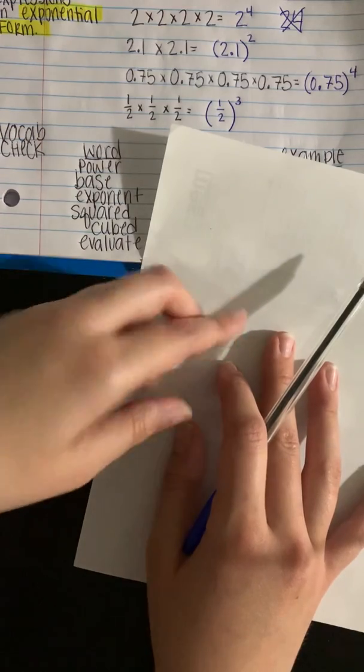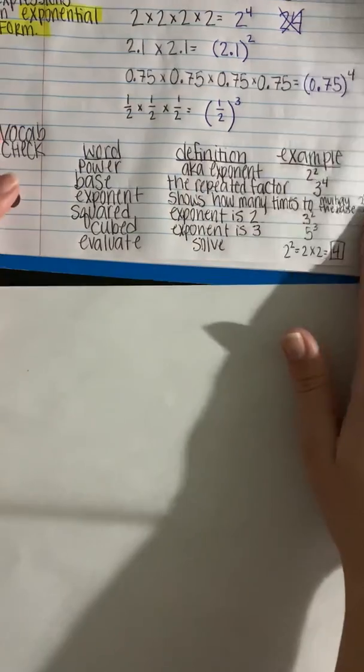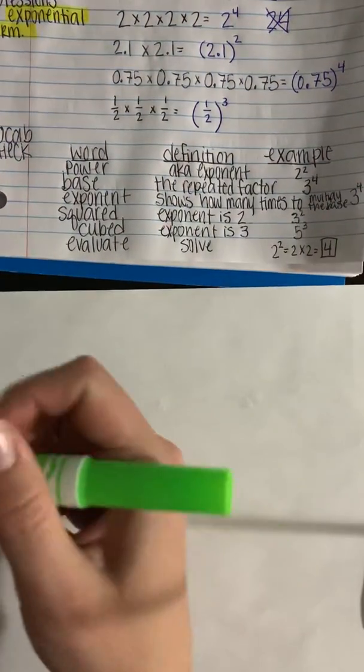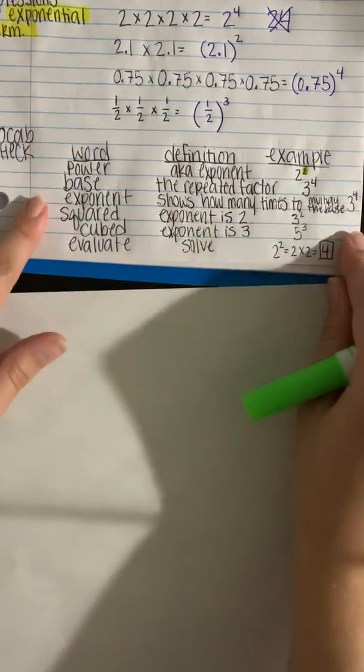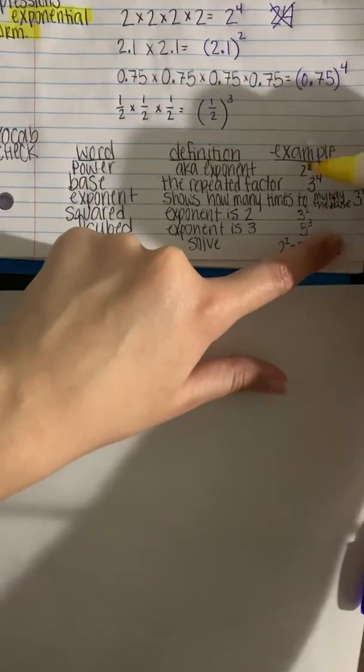Here are the definitions and the examples, and we'll actually highlight the examples together. So a power is another word for an exponent. So I wrote AKA exponent. The power in this example would be the superscript of that 2. The base is the factor that's being repeated. So in this example, the base is 3.